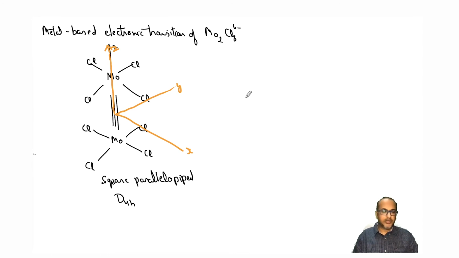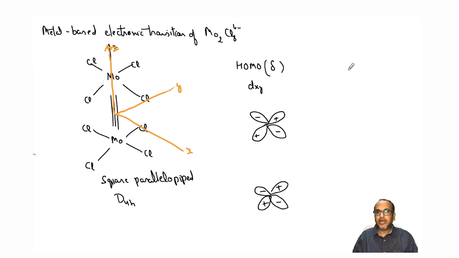Now, they say that this is the molecule, and the HOMO, the highest occupied molecular orbital, is the delta orbital, which is basically composed of dxy orbitals, and it takes a shape something like this. So this is the delta orbital, and this is given in the question.